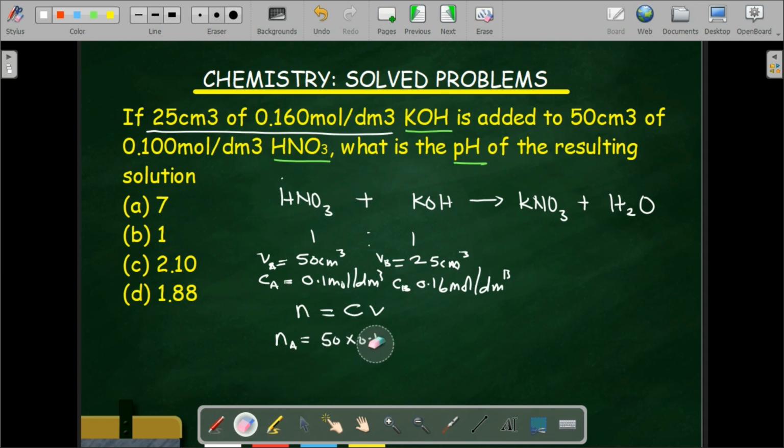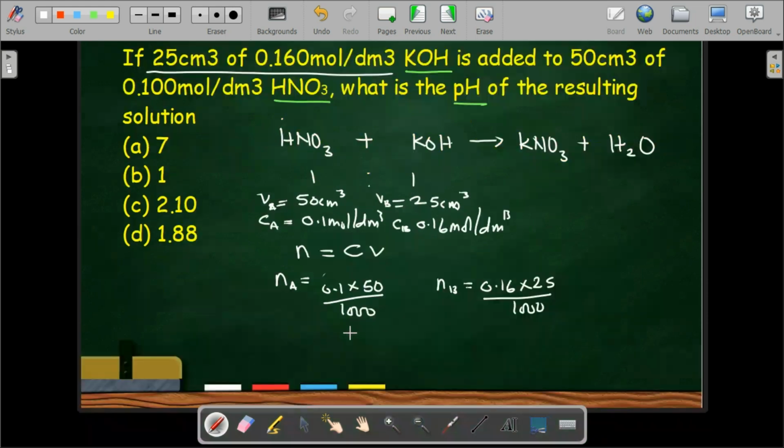Let's follow the convention. The concentration is 0.1 and the volume is 50, but it's in cm cube. We have to convert to dm cube by dividing by 1,000. Now we do the same thing for the base. The number of moles of the base is the concentration of the base multiplied by the volume of the base divided by 1,000, because our volume is expected to be in dm cube.